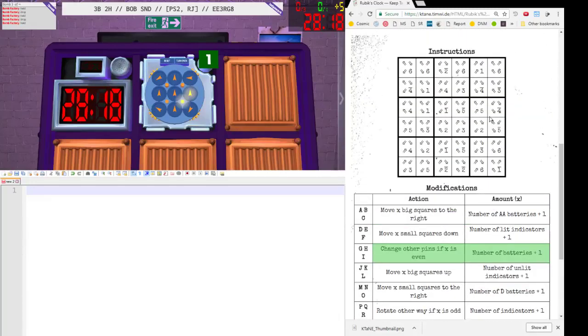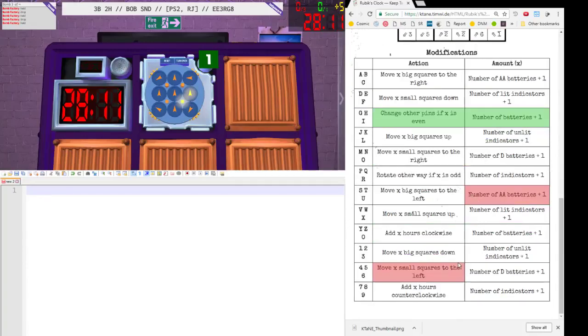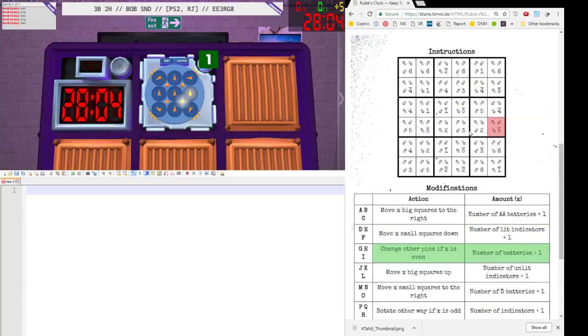Where are we at, by the way? Center right, bottom right. Center right, bottom right. So here, we need to move small squares to the left. Number of double A's plus 1. We have 2 double A's. Plus 1 is 3. Move 3 small squares to the left. Boom. We're changing the other pins, so instead of doing top right, bottom right, we're doing the other two, which would be top left, bottom left. And we're spinning the top left. Okay, turning.